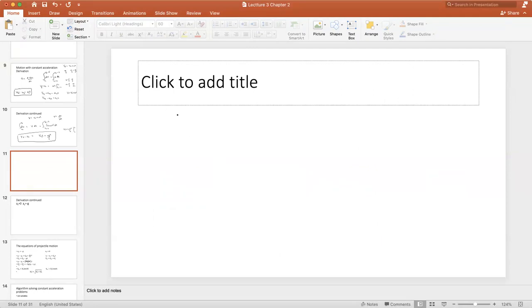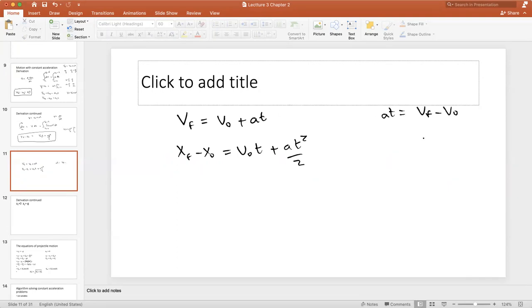Okay, so what we said already was that we had v final is equal to v initial plus at. And secondly, we have x final minus x initial is equal to v naught times t plus at squared over 2. Remember that this is the acceleration in the x direction. This is the final velocity in the x, and this is the initial. So there's a few things we can do to manipulate this around, right? We can solve this for at. at is equal to v final minus v initial. Let's plug that in here, okay?